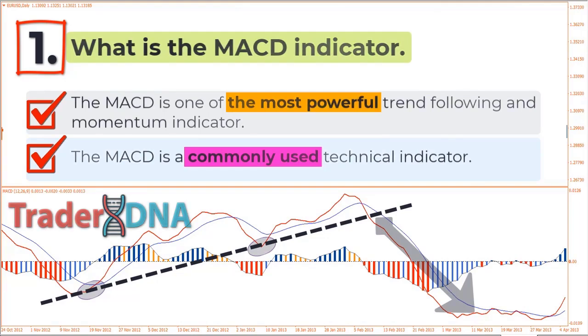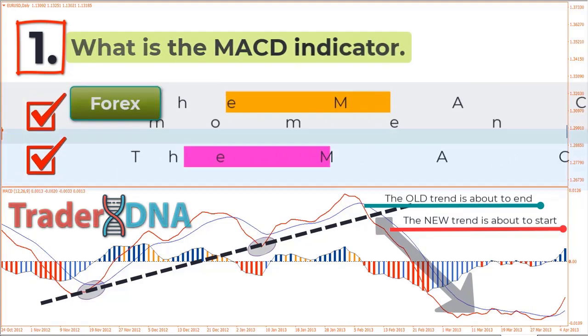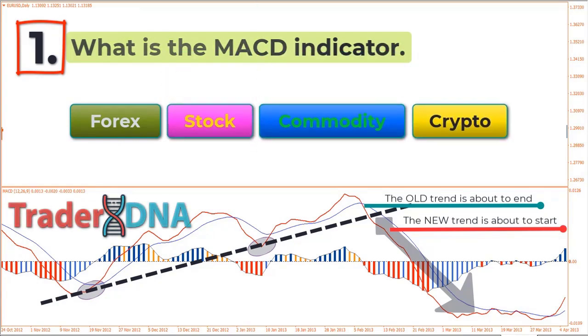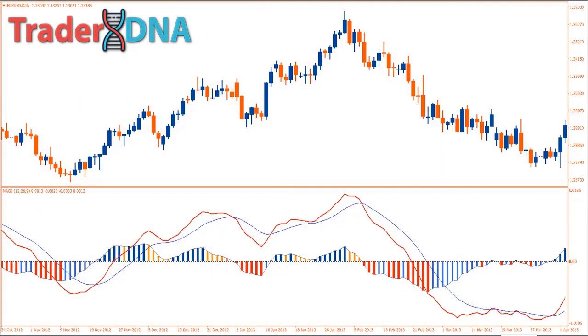The MACD can provide an earlier indication that an old trend is about to end and a new trend is about to start. The MACD manipulates its moving averages in a rather clever way. This indicator is especially useful in Forex, stock, commodity, and crypto trading strategies. It can signal changes in trend much closer to when they actually occur. Please have a look at this chart example to see the power of the MACD indicator.